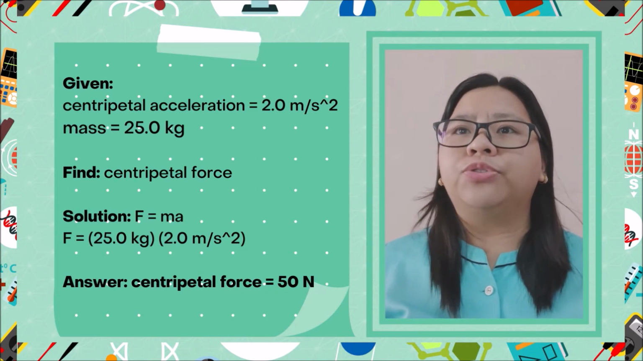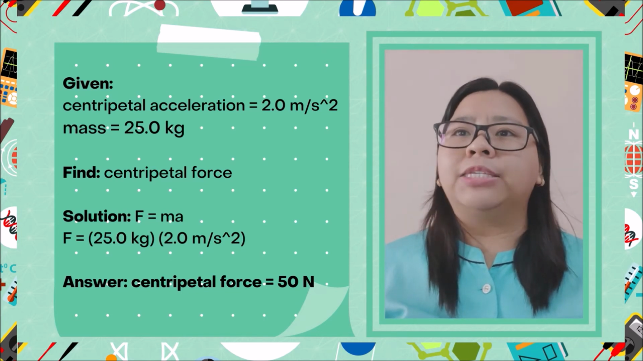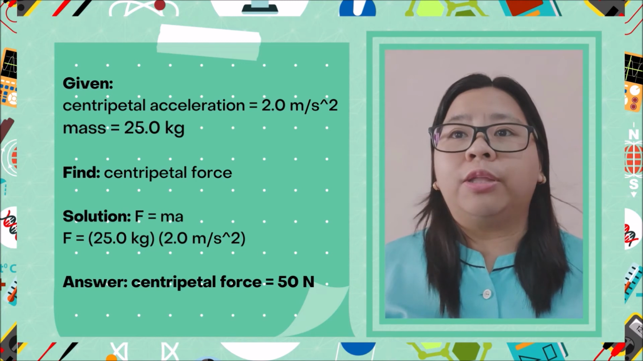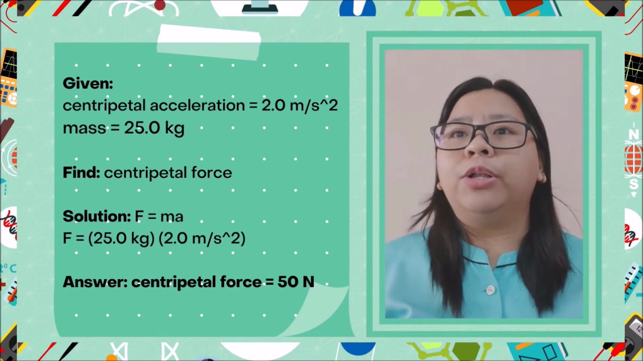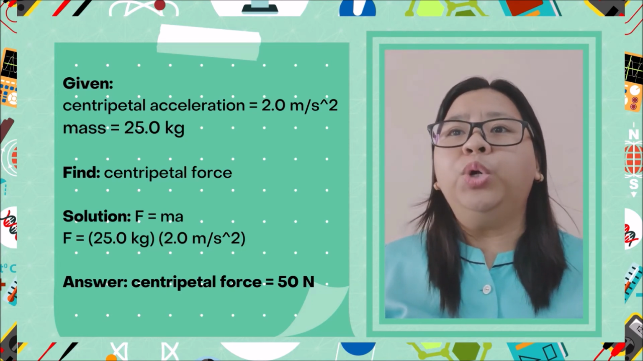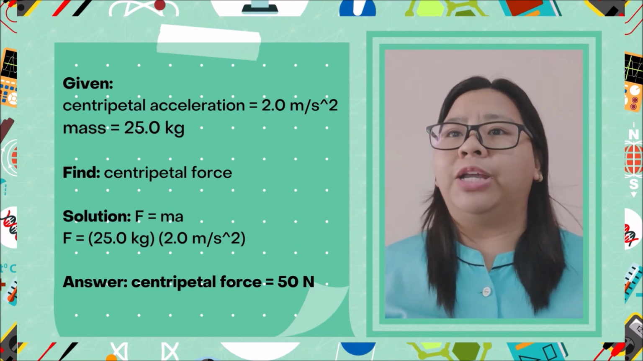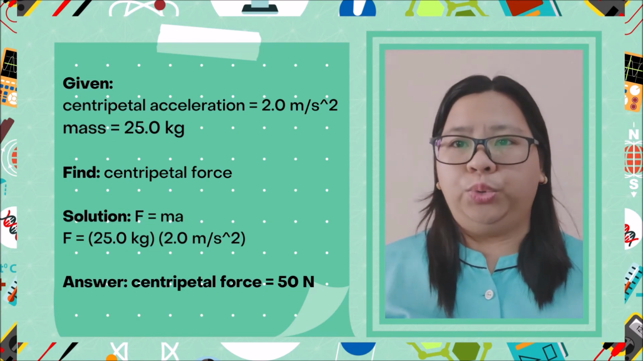So in order for us to solve for the centripetal force, we will simply multiply mass times centripetal acceleration. So we will just substitute the value. So force, or centripetal force, is equal to 25 kilogram, which is the mass, multiplied by 2.0 meter per second squared, which is the centripetal acceleration. So we will have the answer of 50 Newton.